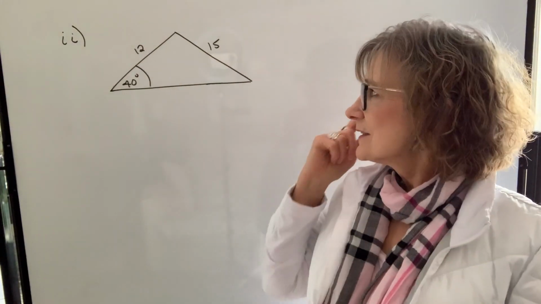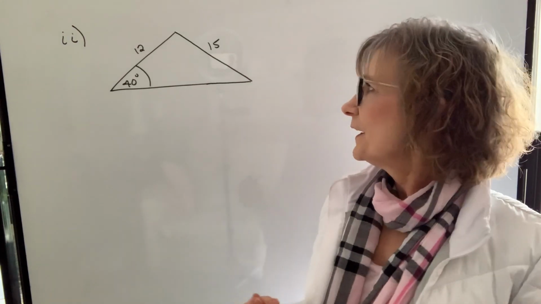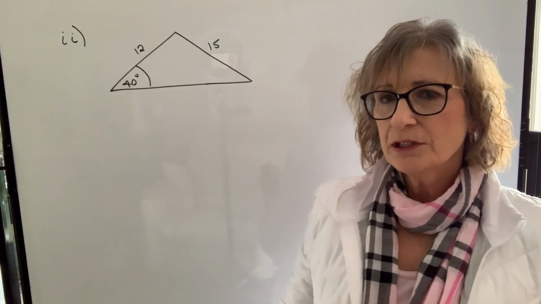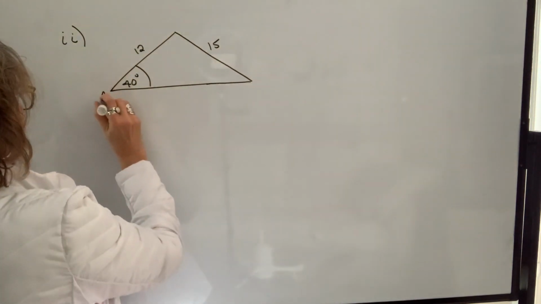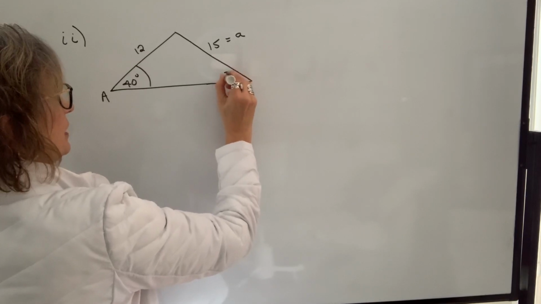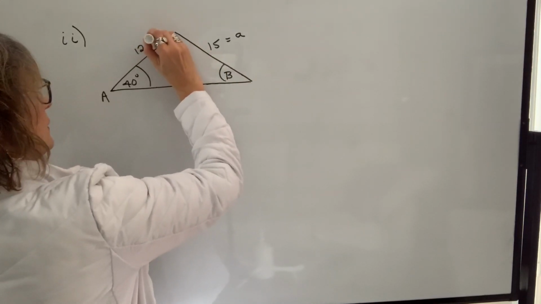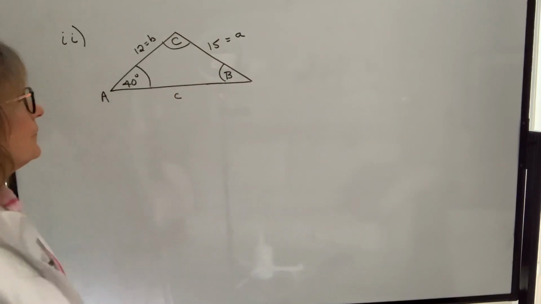All right, in our second example, we're given two sides this time and one angle. Again, I'm going to label everything. I'm going to label this angle A, so this will be side A. I'm going to label this angle B, so this will be side B. Angle C and side C.